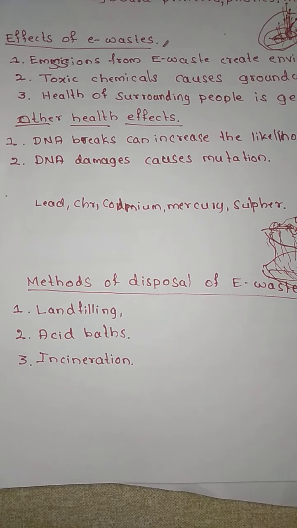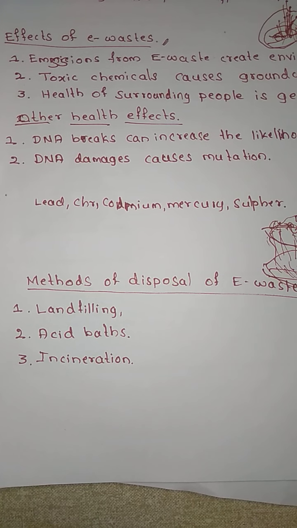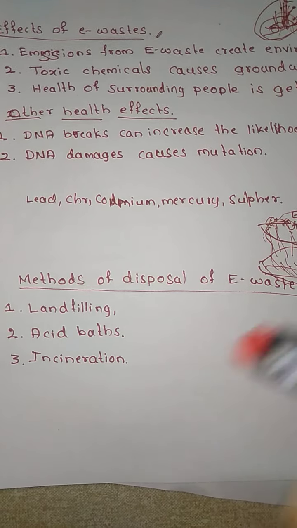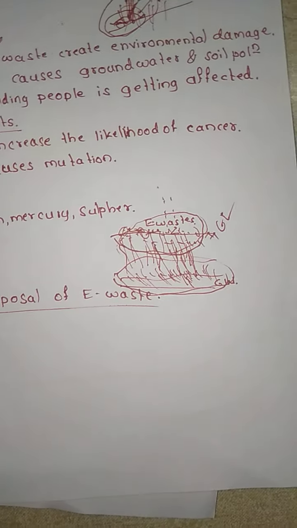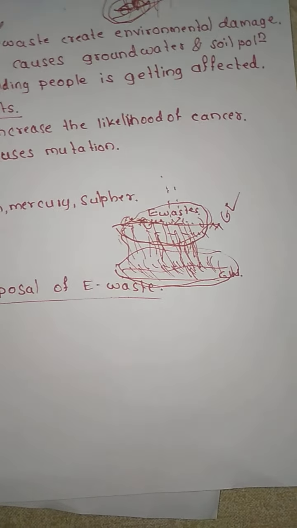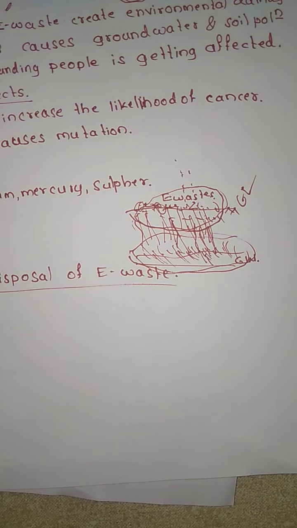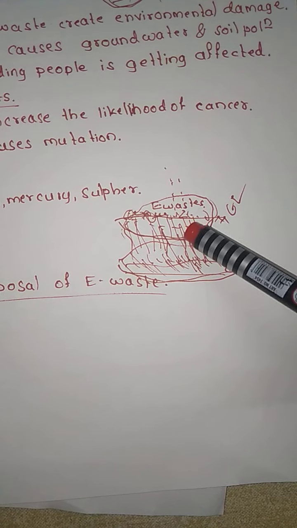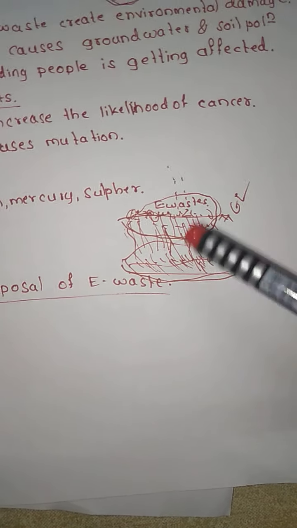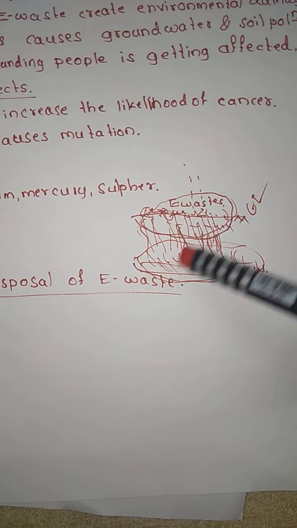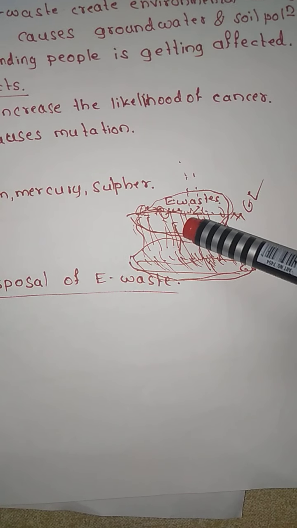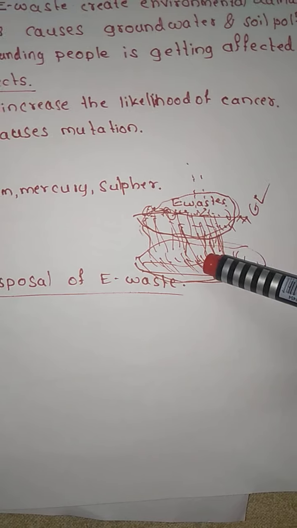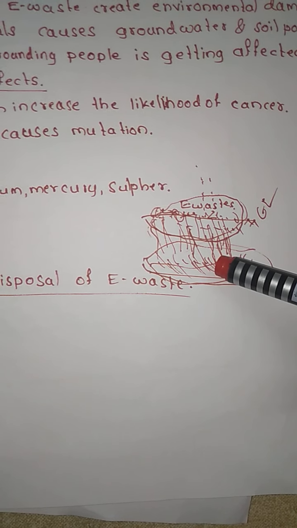Landfilling is nothing but the open dumping of the e-waste. As I have told, if we dump the e-waste, when precipitation occurs, this precipitated water is going to enter the ground, then it is going to have the leaching effect of lead, chromium, then mercury. All these will get intruded into your groundwater, and the groundwater is going to be polluted.